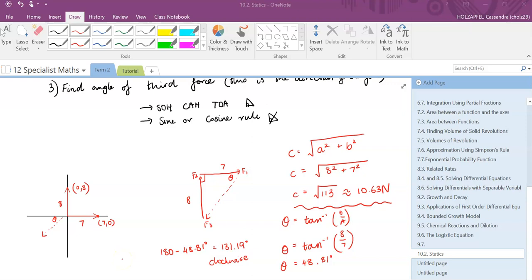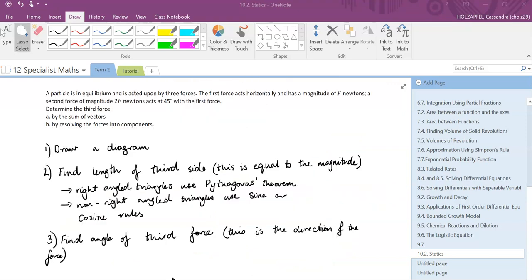Okay, that was a fairly simple example. So let's go ahead and do a trickier example now. A particle is in equilibrium, so that means that the sum of the forces is going to be equal to 0. And it's acted upon by 3 forces. The first force acts horizontally and has a magnitude of F newtons. So if I start to draw this, we've got one here with a magnitude of F newtons.